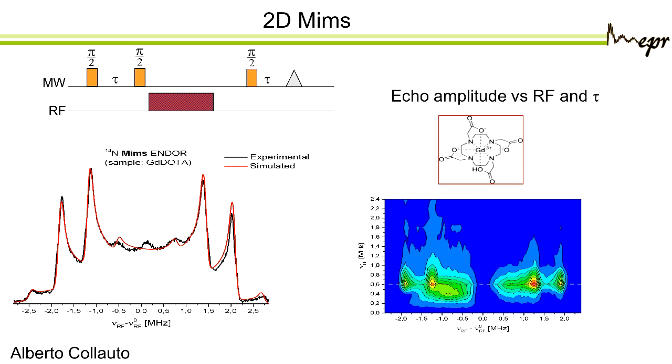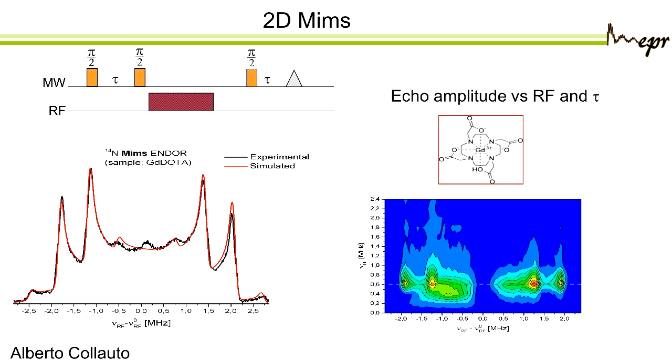You remember when we talked about the Mims ENDOR, we said that the ENDOR effect is tau dependent, right? And it's modulated with A. So those who do NMR spectroscopy say, okay, just do a 2D experiment, Fourier transform, and find A. So you can do that.